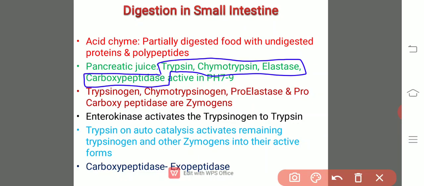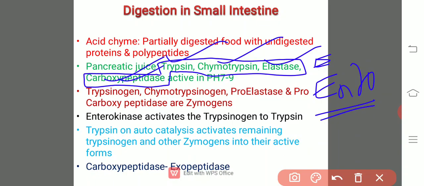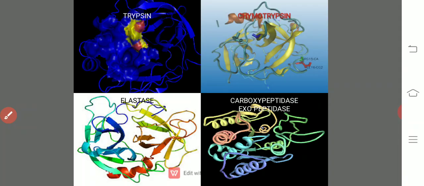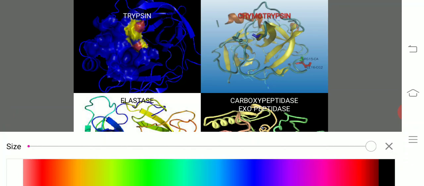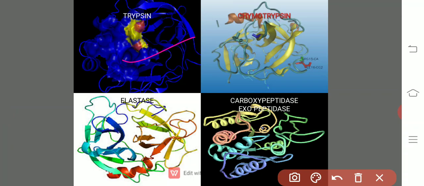Out of all these four, trypsin, chymotrypsin and elastase are the endopeptidases, whereas the carboxypeptidase itself is an exopeptidase. Out of four, the first three are endopeptidases and carboxypeptidase is the only exopeptidase. If you see the structures of all these four, the first one is the trypsin, this is the chymotrypsin and this is the elastase. These three are the endopeptidases, whereas carboxypeptidase is an exopeptidase.